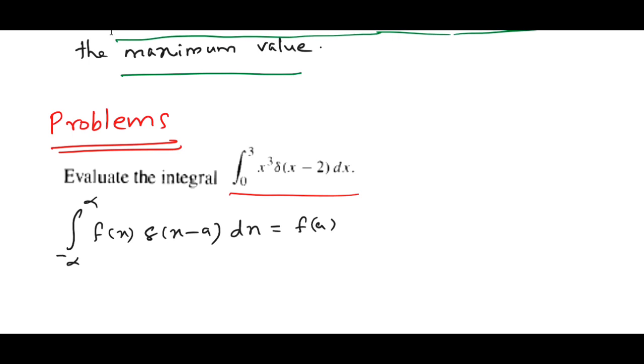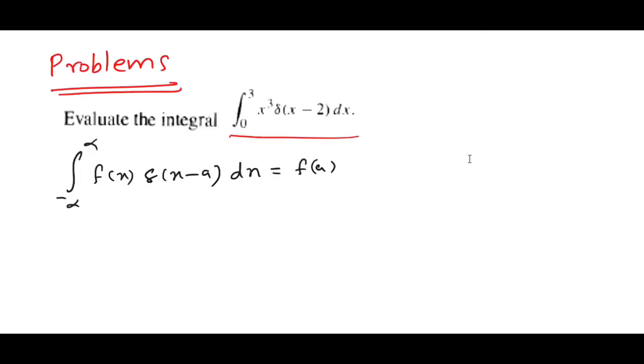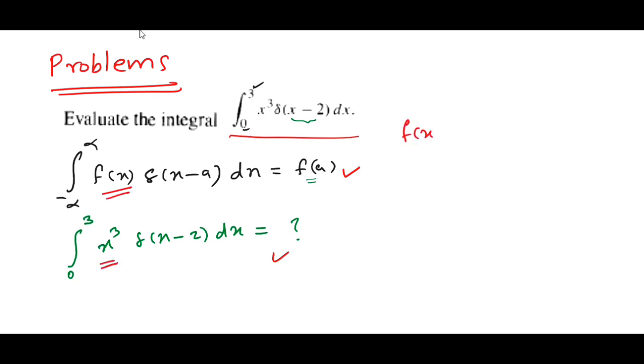Fine. Now, using this identity, how will we solve this problem? That is very simple. Our limit is from 0 to 3, and in the delta function it is given delta of x minus 2. In simpler fashion, if I write our equation, 0 to 3 x cube delta x minus 2 dx is equal to what? That is our question. Comparing these two equations, you can identify the terms: f of x is nothing but x cube, and a is equal to 2.